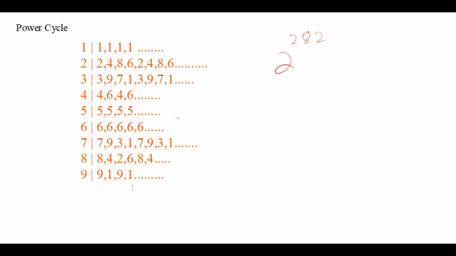For example, if you are asked to multiply 2 with the power 282, you don't need to count all the others except the last. Just take 2 power 2 and it would be 4. So whenever these numbers are multiplied, you can easily say that the last digit would be 4.